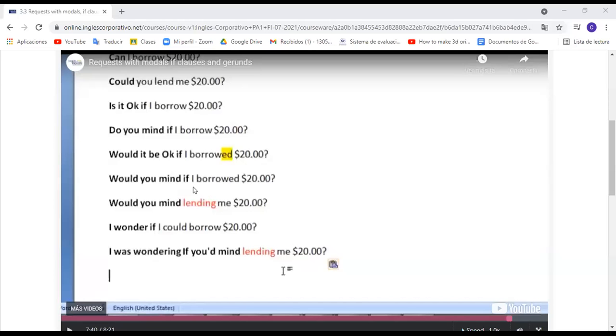The only one that's different, and I think it's highlighted there, is the one without if. If you don't have if, you only have would you mind, the verb you see in red is with ing. Here, "I was wondering if you mind," if you have mind, and the next word, the verb, is with ing. These are the only ones that you have to remember are ing. Those are the only ones. The other ones, you just use the verbs the way that you want.